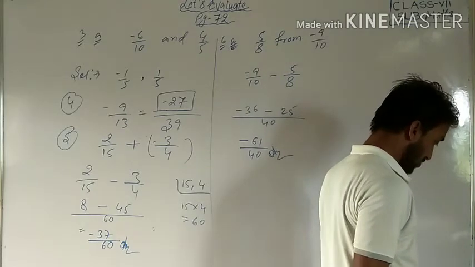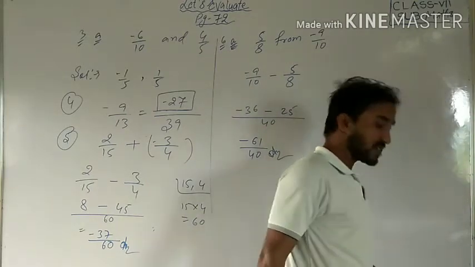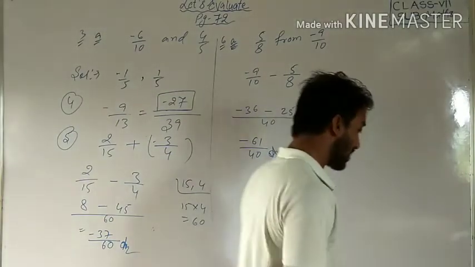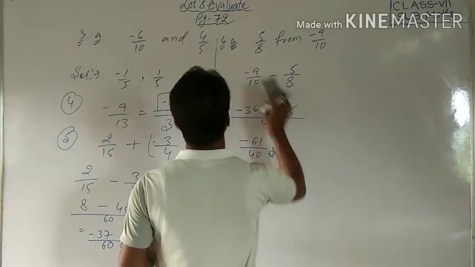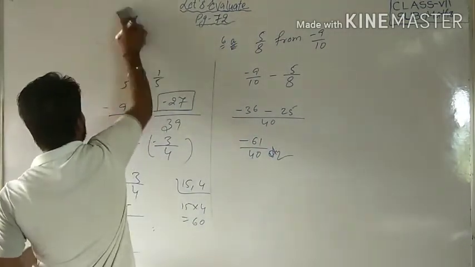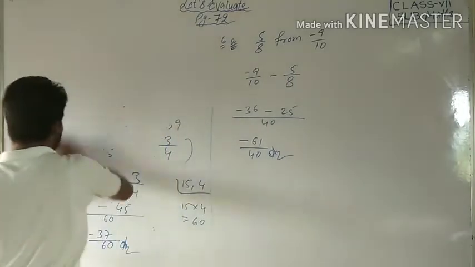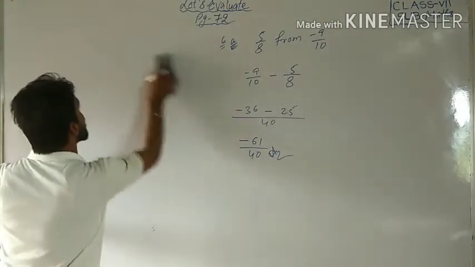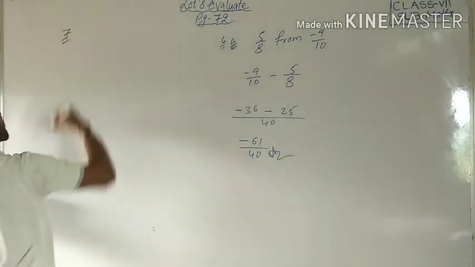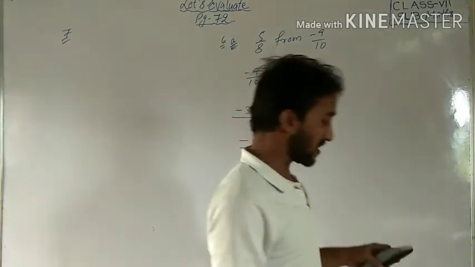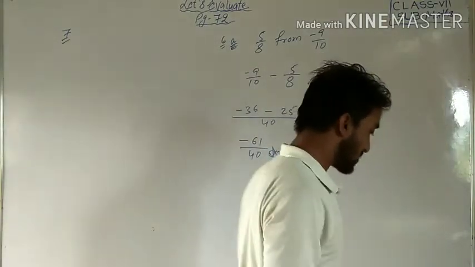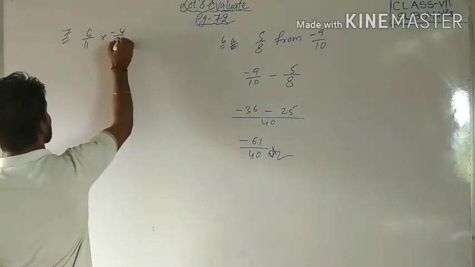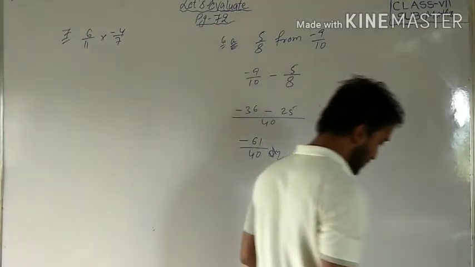So next question, it's your turn to do question number 6B, and I am continuing with question number 7. See students, now first add, second subtract, third multiply. What is multiply? 6 by 11 into minus 4 by 7.